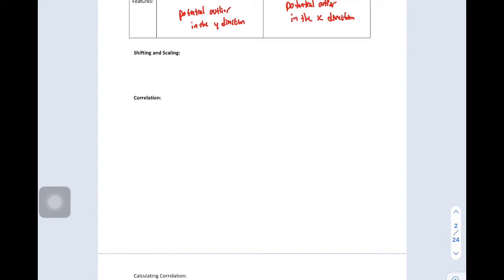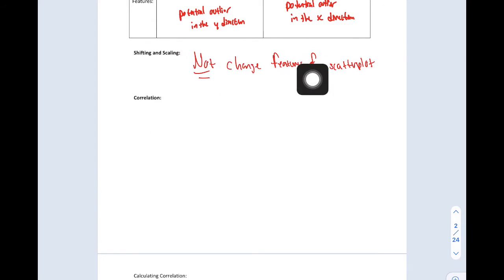Shifting and scaling will not change features. This isn't that important, but just something to mention. Will not change features of a scatter plot. And we saw that shifting and scaling can change data distributions in the previous unit. We saw that with the dot plots. We mentioned how shifting can move them left or right, scaling, and we said all that stuff. So that doesn't affect our scatter plots in this case.